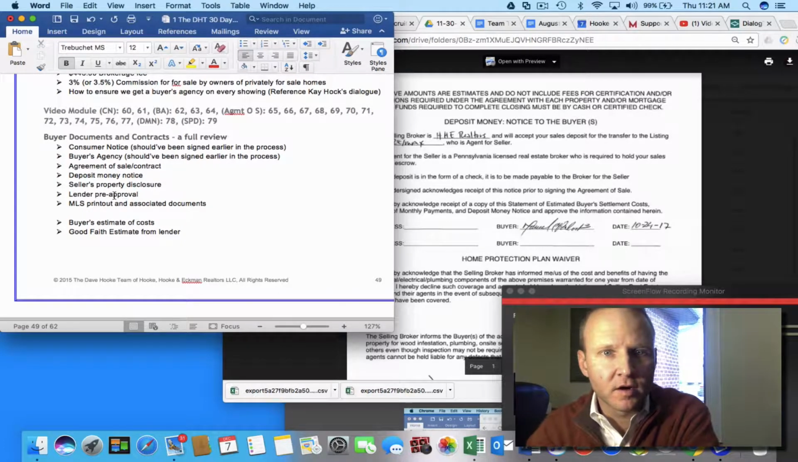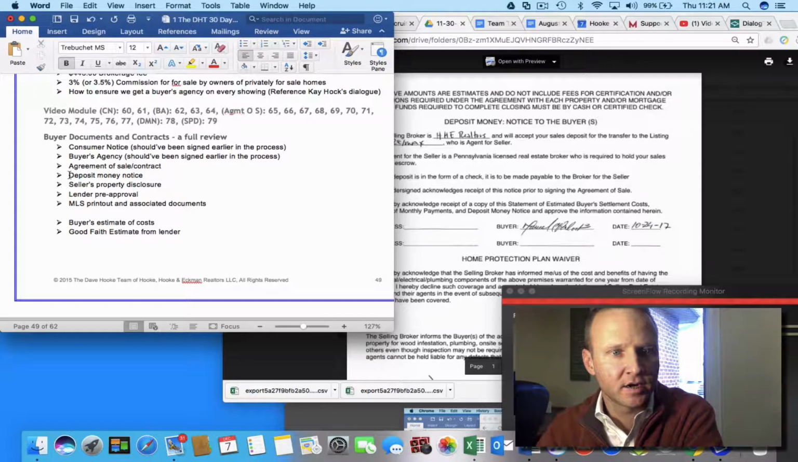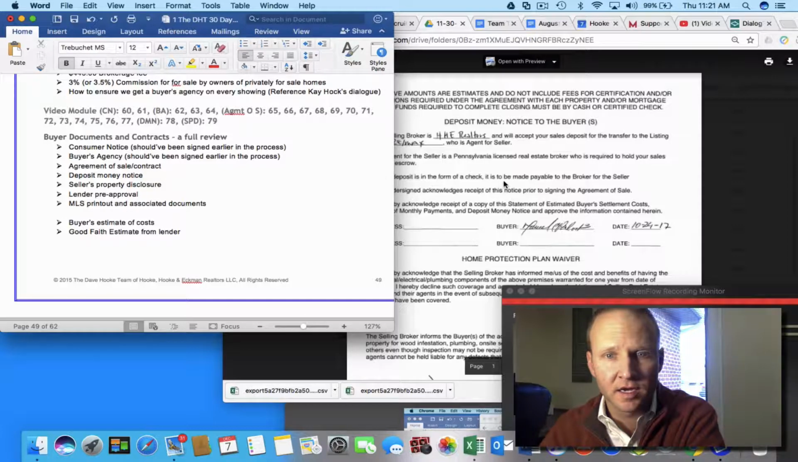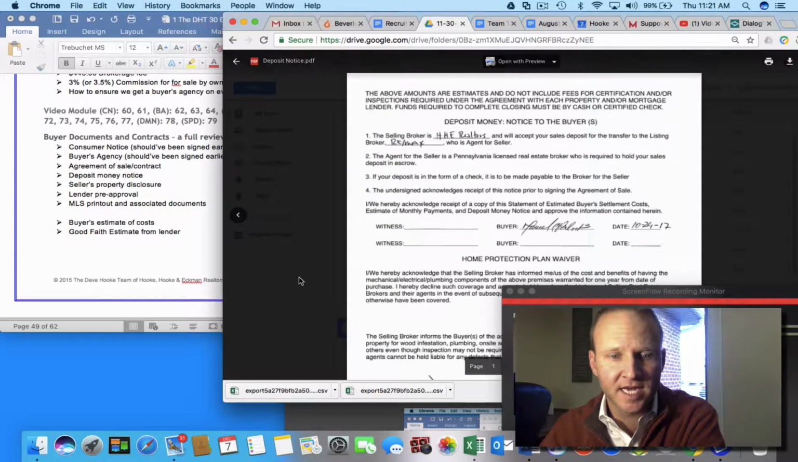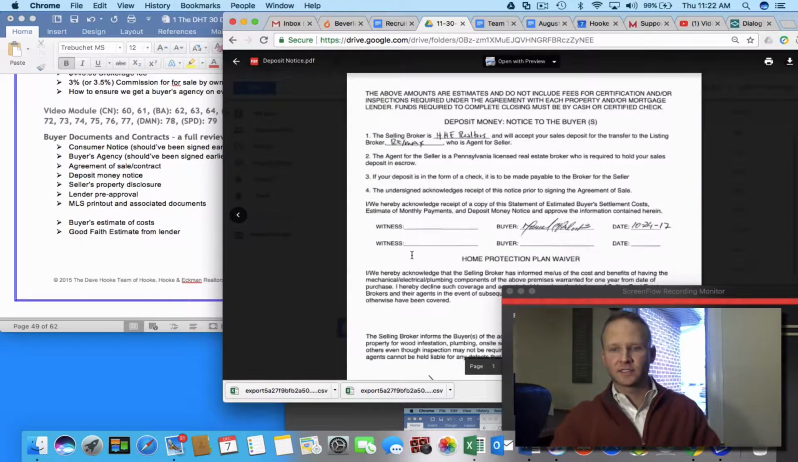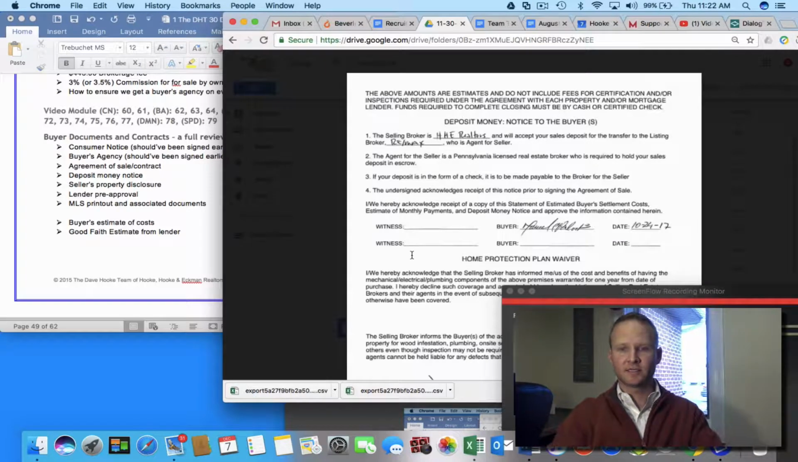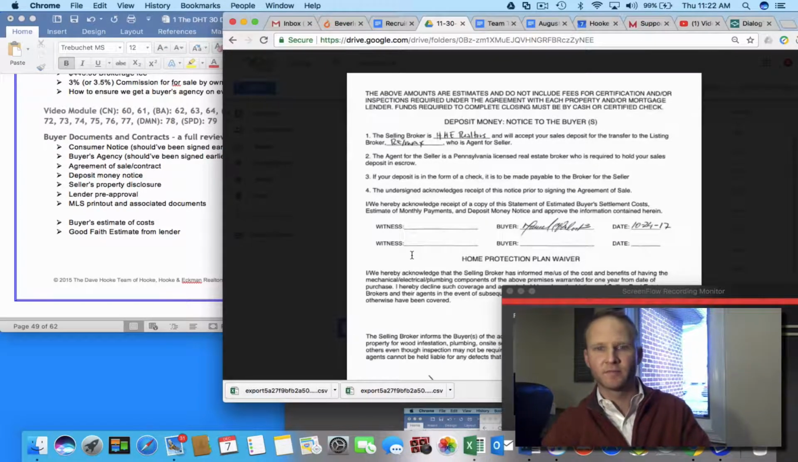All right, we are on video recording number 78. So we're down here under agreement of sale, which we finished last time. The modules on agreement of sale are 65 through 77, so quite a few there. The deposit money notice is going to be today, so 78. So this is an example of a deposit money notice and kind of what it looks like.